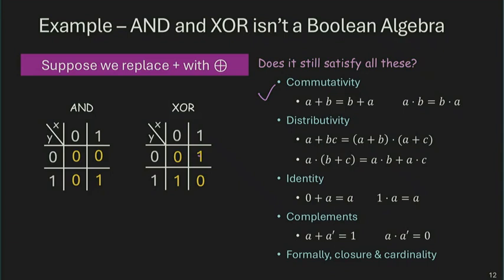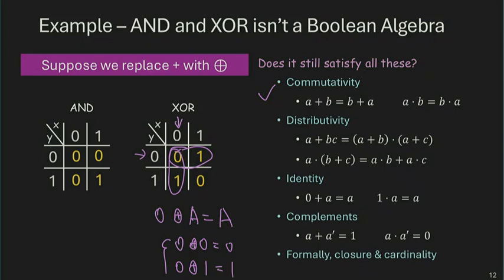0 XOR A is equal to A. And that is true. We can find this column of 0, 1 and this row of 0, 1 when one of the input variables is fixed at 0. So 0 XOR anything gives you back that original variable. Or you can expand this to be saying 0 XOR 0 is 0, 0 XOR 1 equals 1. Therefore, 0 XOR any variable gives you back that original variable.